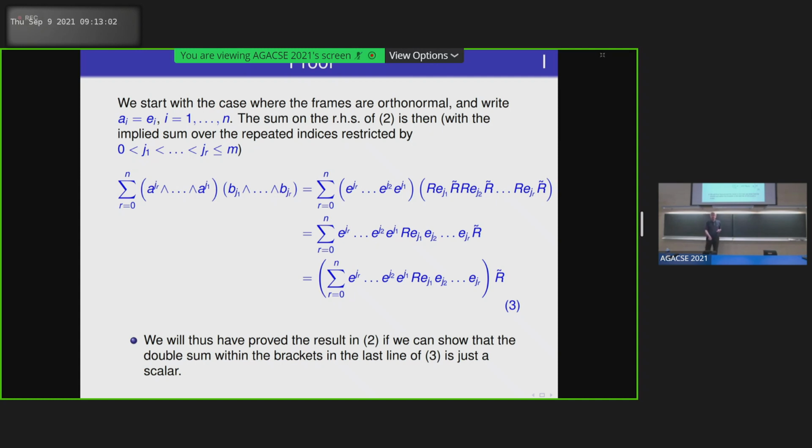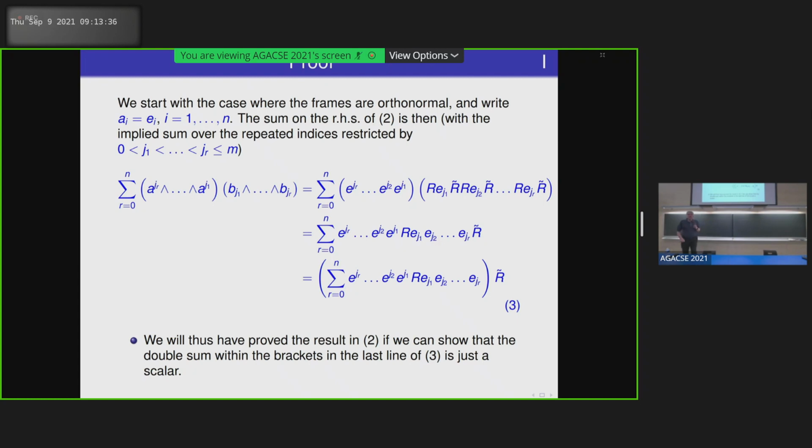Now, because these are orthonormal, well, actually, no, sorry, quite generally, R reverse R is 1, of course. So we can strike that out. The whole thing here is just the R, e_{j1}, e_{j2} through to e_{jr}, R reverse. And so we can write that. Let's pull this R reverse out to the end. We can write that as the sum from r equals 0 to n of the e^{jr} through to e^{j1} upstairs, sandwiching the rotor R, e_{j1}, e_{j2} through to e_{jr} downstairs.